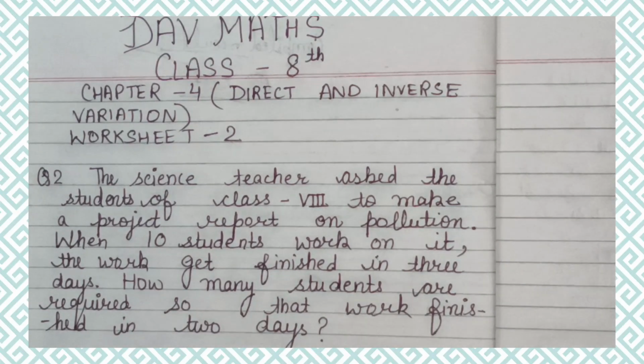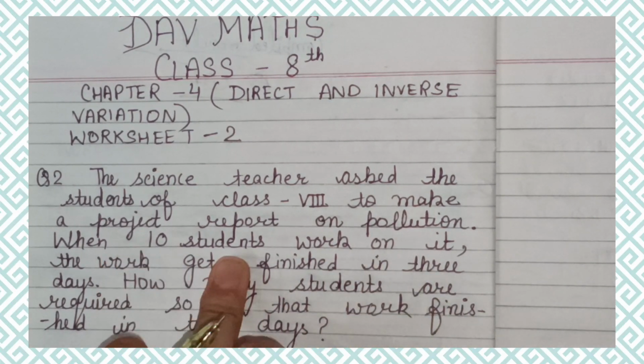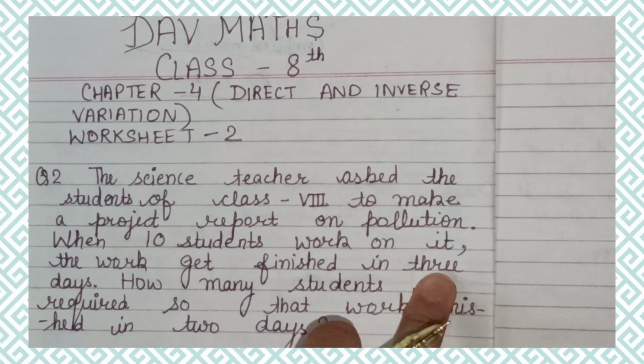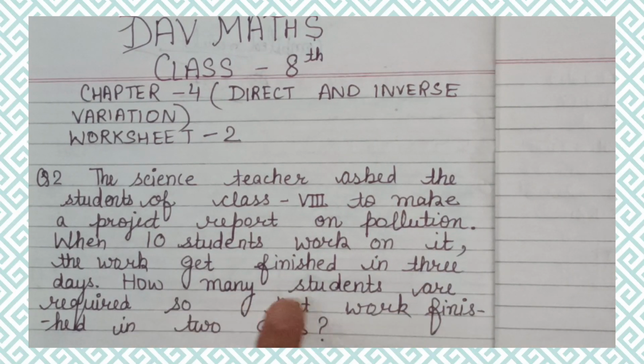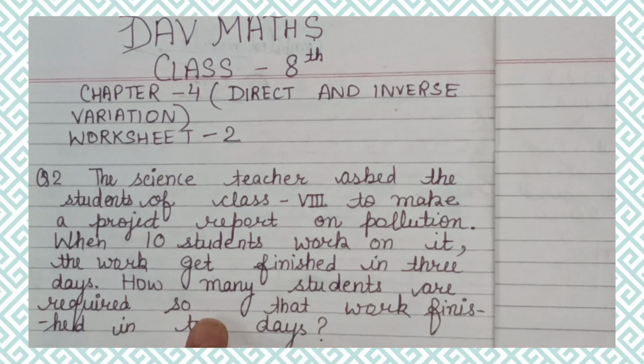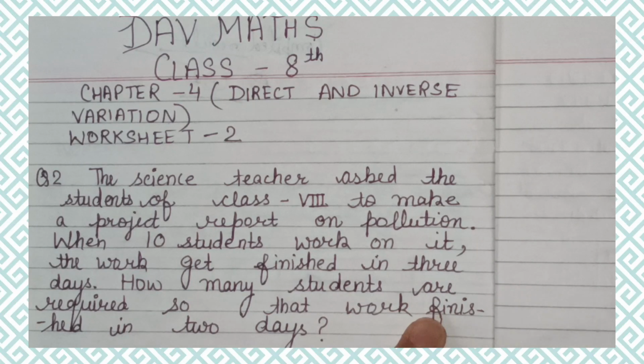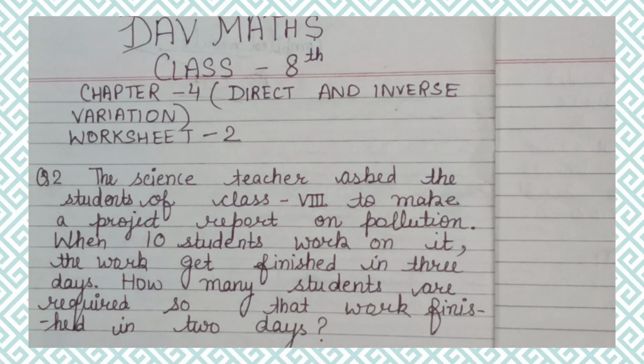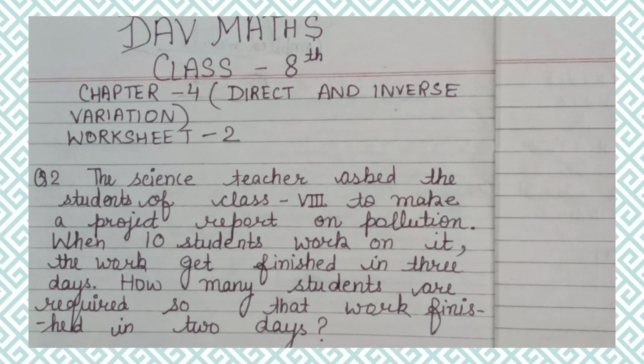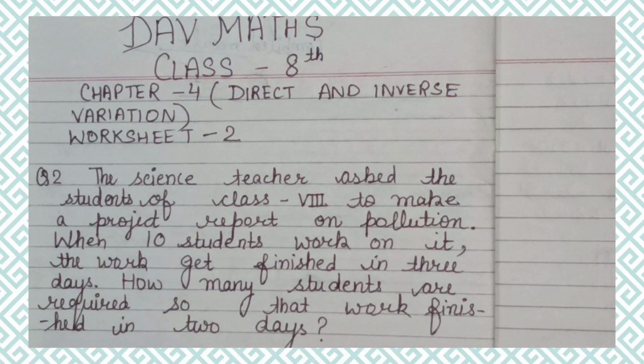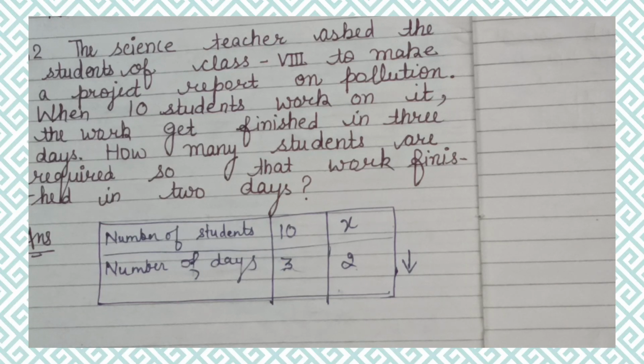In this question we are given that the science teacher gave a project report to students on the topic of pollution. 10 students work on it, and they finish this work in 3 days. We have to find how many students are required to finish this work in 2 days. Firstly, we have to make a table for this question. Then we find whether it is a question of direct variation or inverse variation. So let's do it. Here is a table for this question.